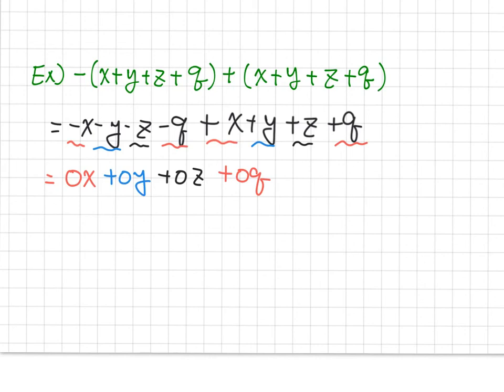Now remember, if it is 0x, that means it's 0 times x. Anything times 0, or 0 times anything, equals 0. So this becomes 0 plus 0 plus 0 plus 0. And obviously that becomes 0. Now obviously you can skip from here to there. It's totally up to you. All I want to say is, if something is multiplied by 0, it will be just 0. Okay? So I have 4 zeros, add them together, being 0.